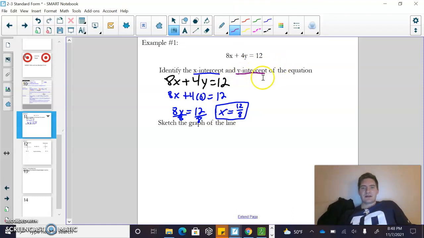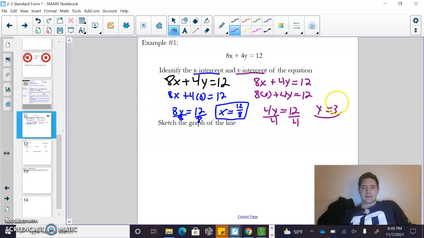Now the y-intercept is where we are going to substitute 0 in for x. So we wrote down 8x plus 4y is equal to 12. We're going to substitute 0 in for x, so it'll be 8 times 0 plus 4y is equal to 12. 4y is equal to 12. And then we're going to divide by 4 on both sides. We're going to get y is equal to 3. So having those two pieces of information is important for us.